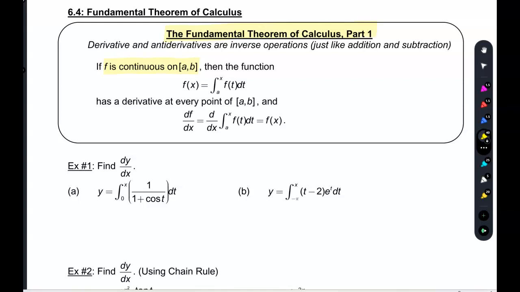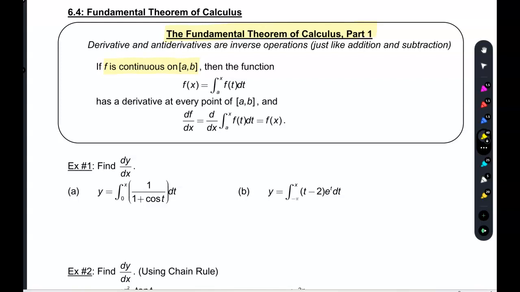I can find the integral from, let's say, 1 to 3. I can find that area under the curve. But I can't find it from negative 1 to 1. So this would not be defined. That's the first thing. We have to make sure it's continuous.